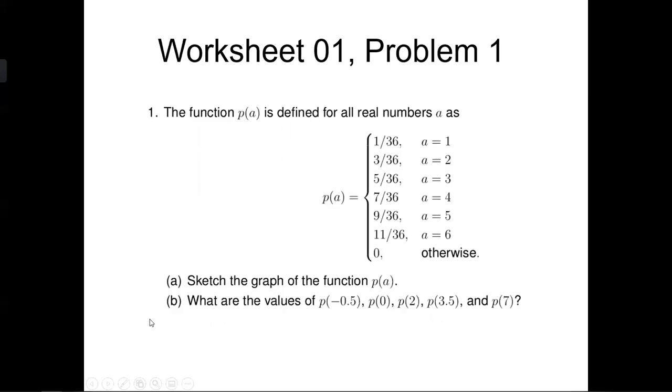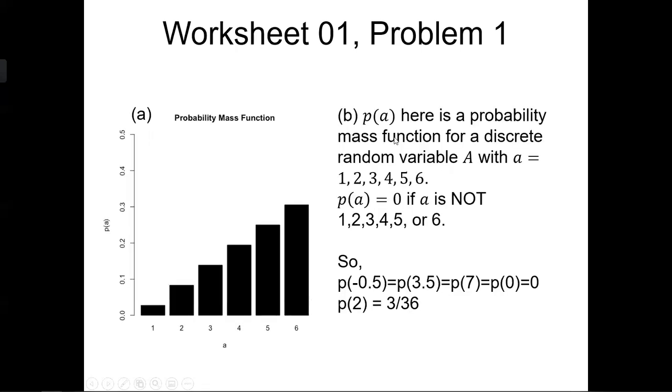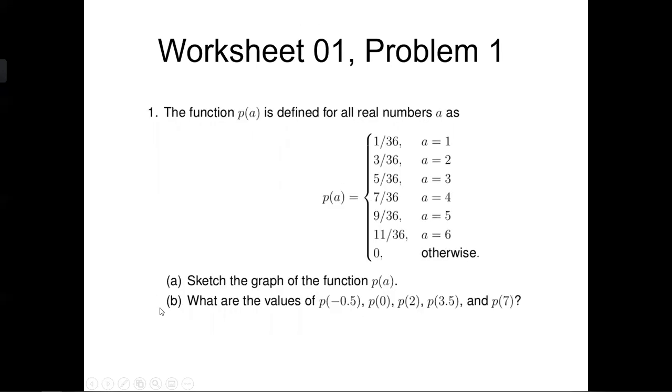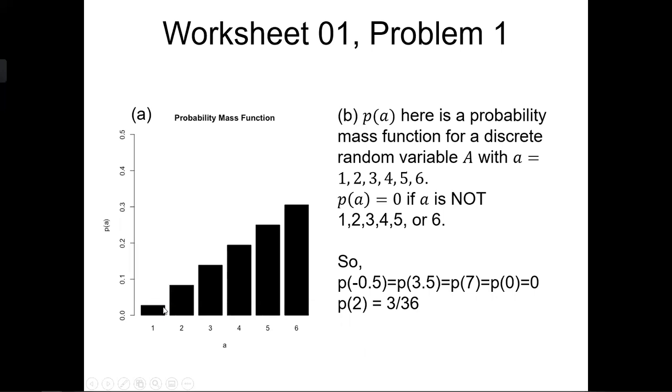Since at a equals 1, our probability is 1/36, you see we have a bar here. Then we have 3/36 at 2, so we have another bar. Now we have a bar graph. These are all the probabilities we have corresponding to each point.